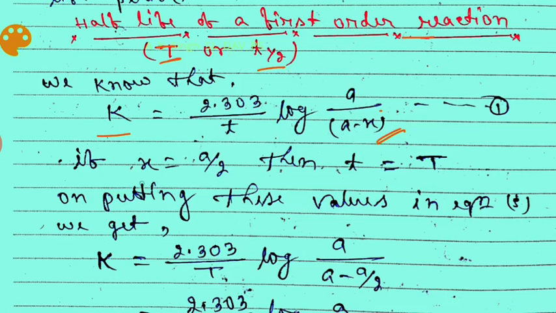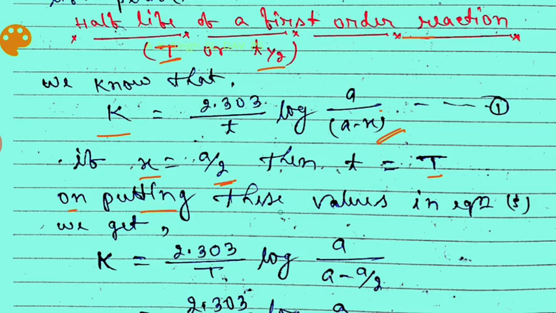If x is equal to a by 2, means the concentration of product is a by 2, then that small t will be indicated by capital T. As you have read, the time required to reduce the initial concentration up to half of its original concentration will be called half-life. So if x is equal to a by 2, then t is equal to capital T.